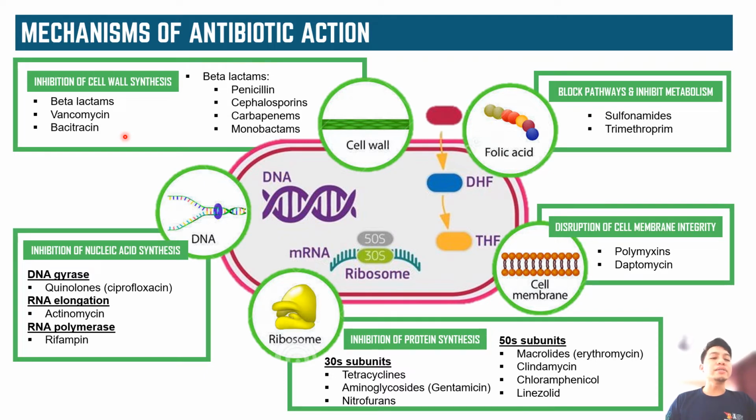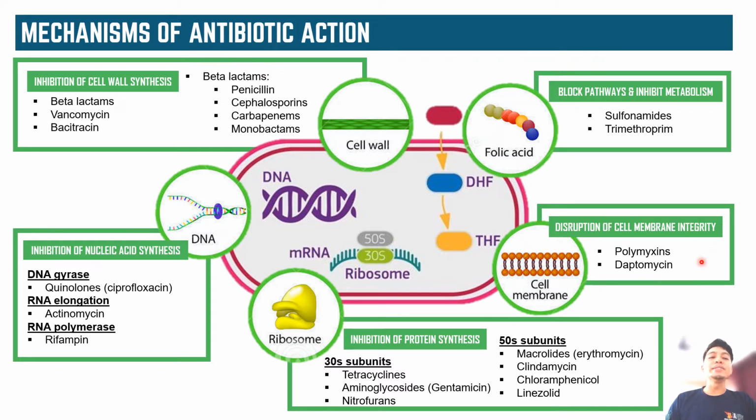There are also some antibiotics able to inhibit nucleic acid synthesis by acting on DNA gyrase such as quinolones, DNA elongation such as actinomycin, and RNA polymerase. Some antibiotics are able to inhibit protein synthesis by binding at the 30S subunit such as tetracycline, aminoglycoside, as well as nitrofurantoin, and the 50S subunit such as macrolides, clindamycin, chloramphenicol, and linezolid.